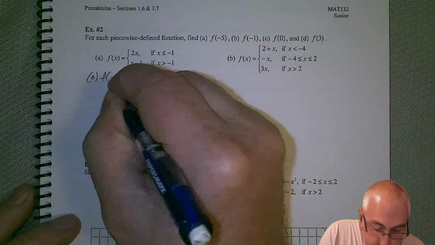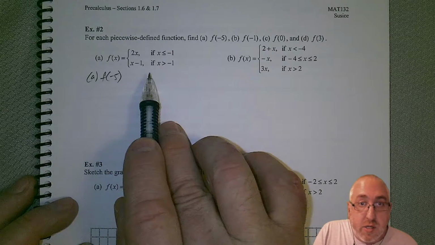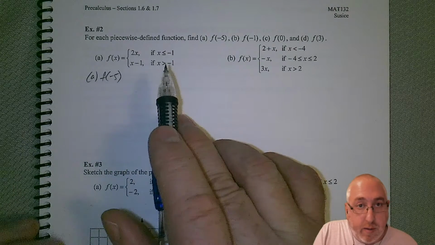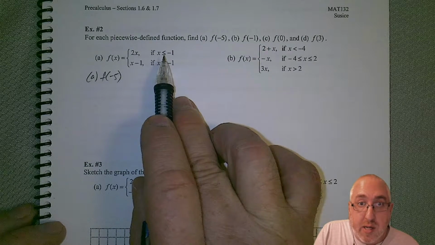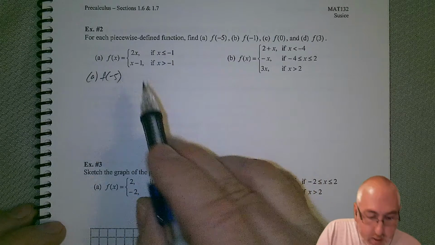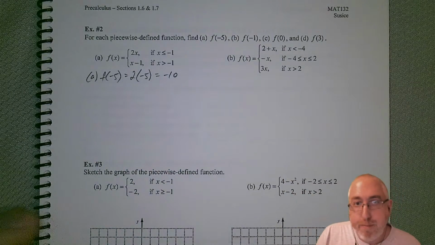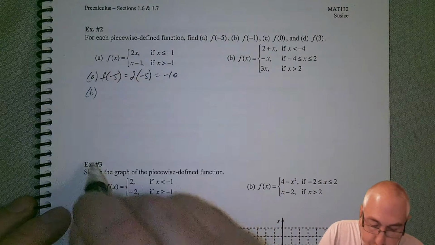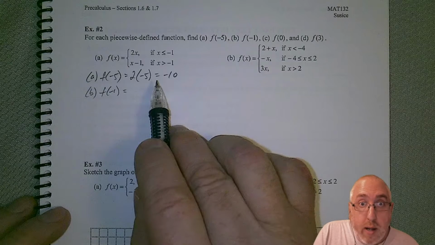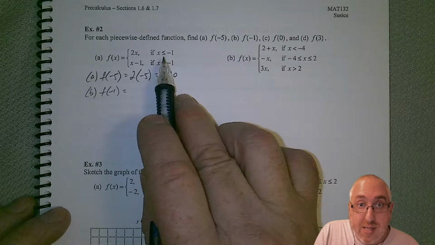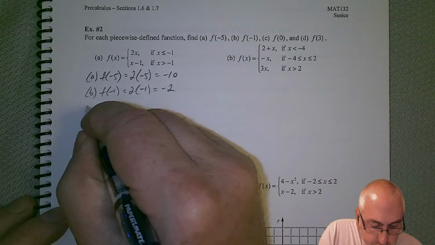So we want f of -5. So f of -5, we have to first just figure out which branch we're in and then plug and chug. So -5 is going to have to be in this first top branch because it's less than or equal to -1. So all we need to do is just multiply 2 times -5, which is -10. Done. So for b, we want f of -1. So now -1 is going to have to still be in that top branch because it's less than or equal to. So 2 times -1 is -2.